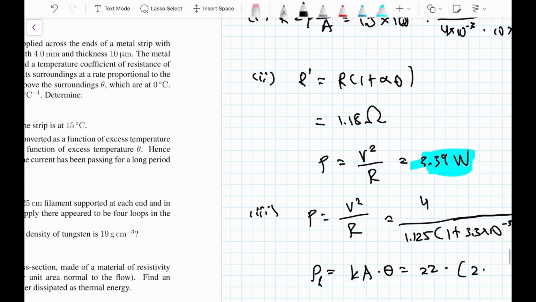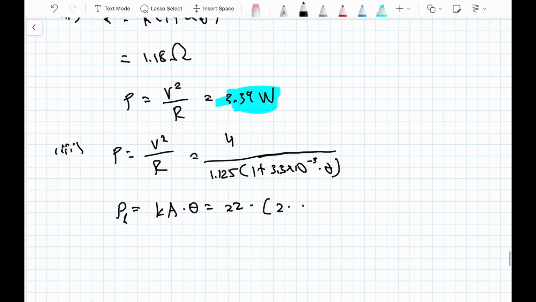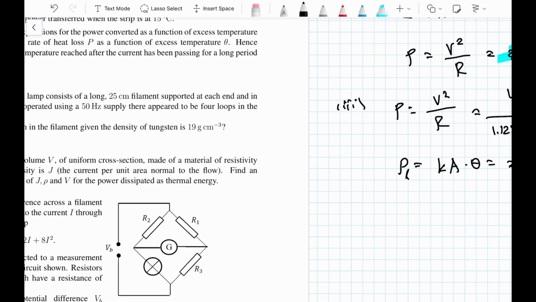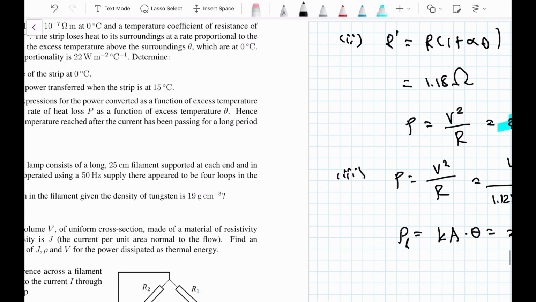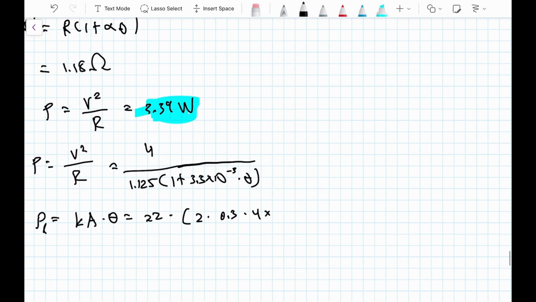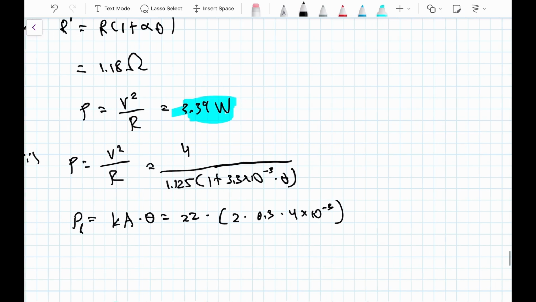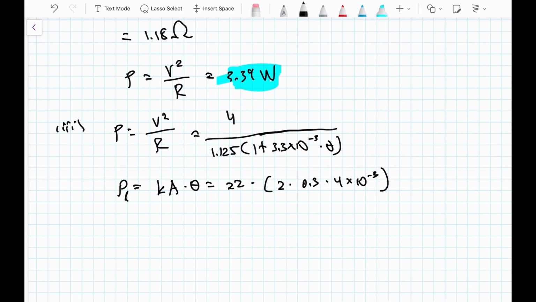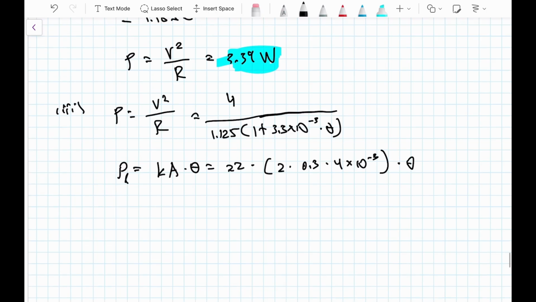So that should be 0.3 multiplied by 4 millimeters. Okay, and then multiply by theta, and we set them equal to each other. I think it might be easier for us to convert them back into their variables to simplify the calculation.